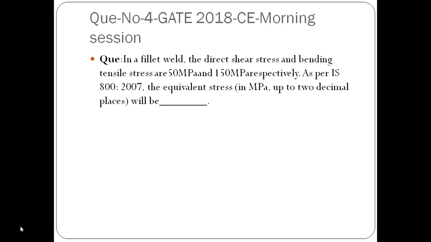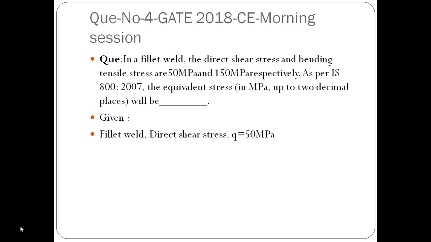So here we will discuss question number 4 of GATE 2018 Civil Engineering morning session. Question is, in a fillet weld, the direct shear stress and bending tensile stress are 50 MPa and 150 MPa respectively. As per IS 800-2007, the equivalent stress is to be calculated, that is in MPa and up to 2 decimal places.